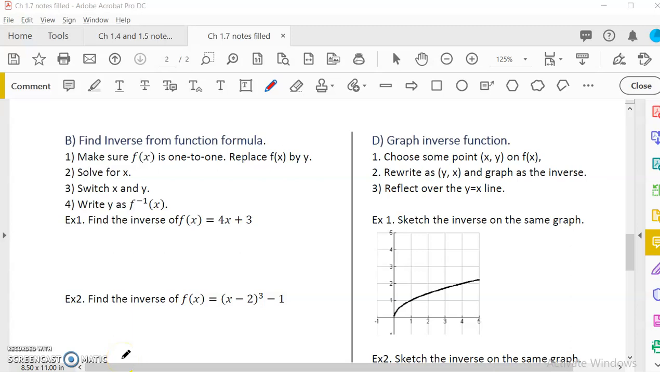Hello, Precalculus student. This video is for Chapter 1.5. No, Chapter 1.7, Inverse Function Part 2. We are continuing with working on finding inverse.